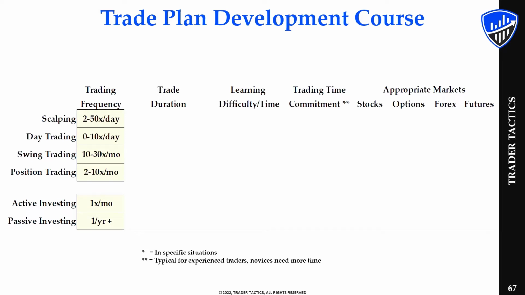Active investing, usually only once a month, maybe twice a month. Most active investors or tactical investors are just doing once a month. Passive investing, maybe once a year, and that's more like a rebalance. So not very active there.